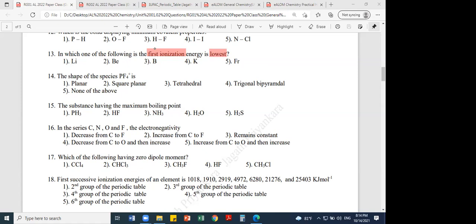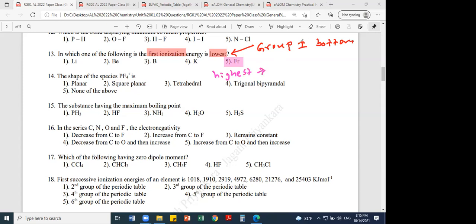Actually, first ionization energy lowers, what? Group 1 bottom. So that is francium. The answer will be francium. Lowest is group 1 bottom. If they ask highest, the highest value will be group 8 top.